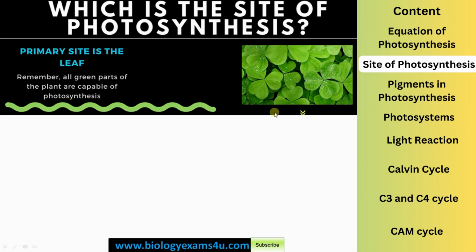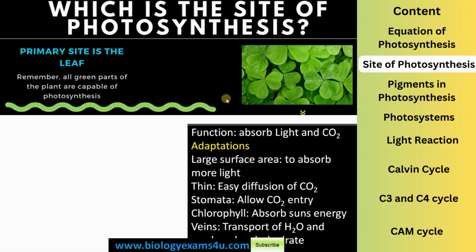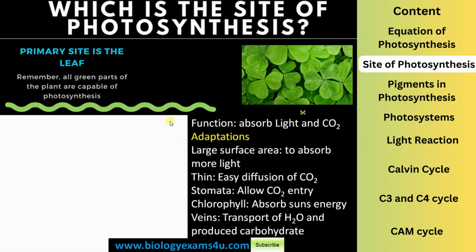But in the case of xerophytes, they may not have leaves. Then the stem is green. All green parts of the plant are capable of photosynthesis. Leaf is an organ that is designed for photosynthesis. The function of leaf is to absorb light energy and also carbon dioxide.